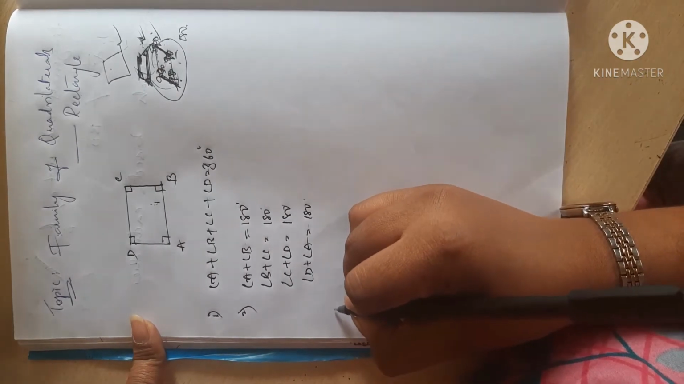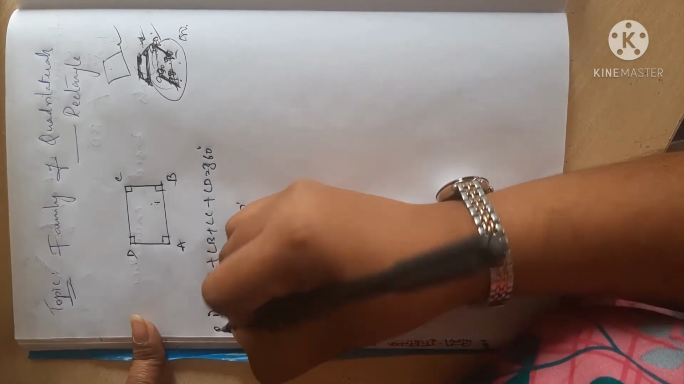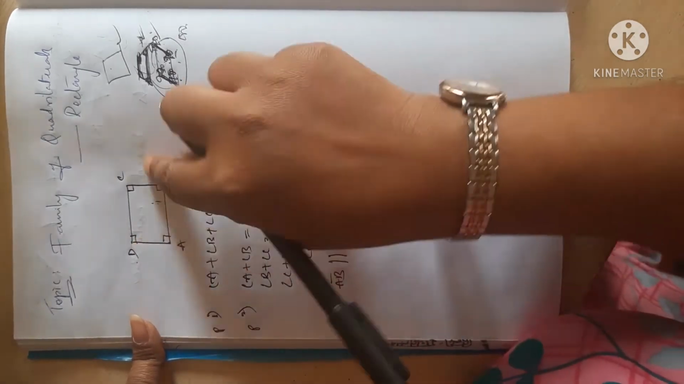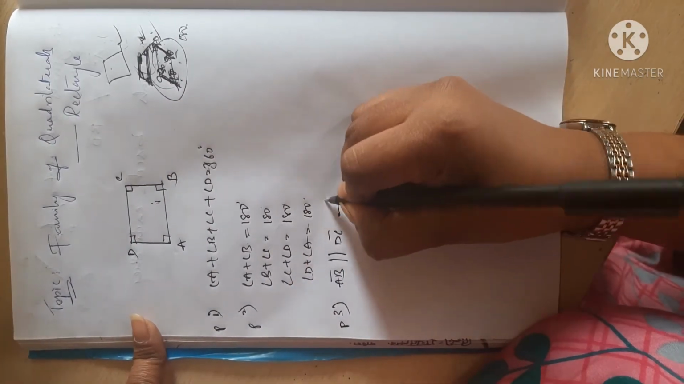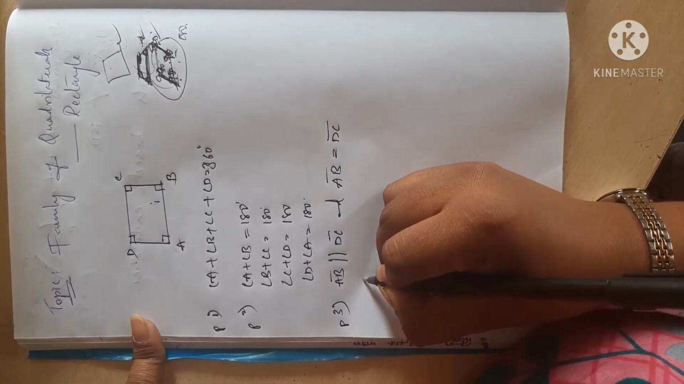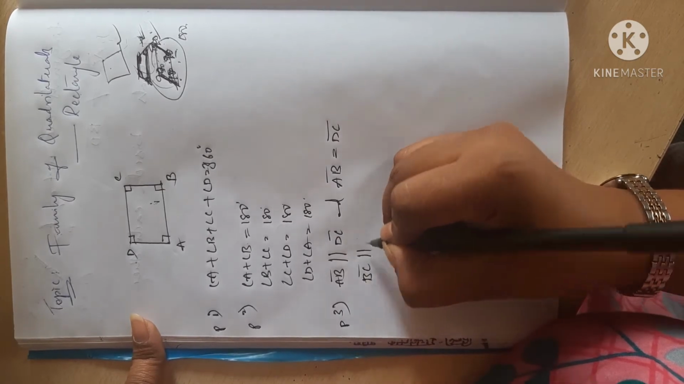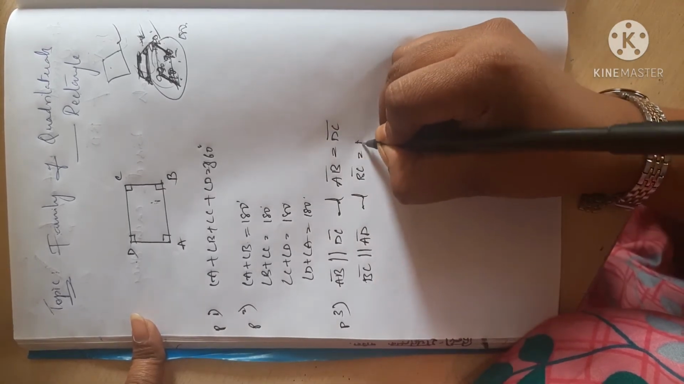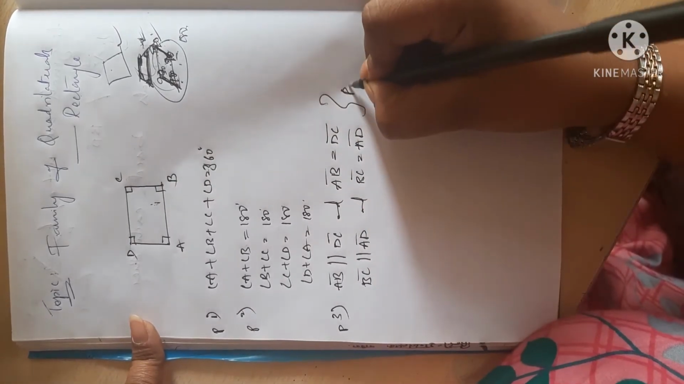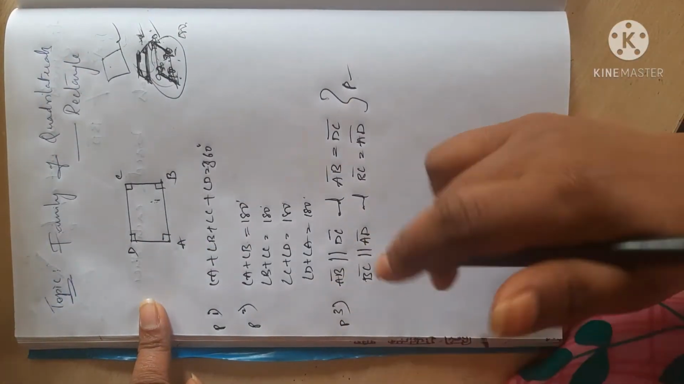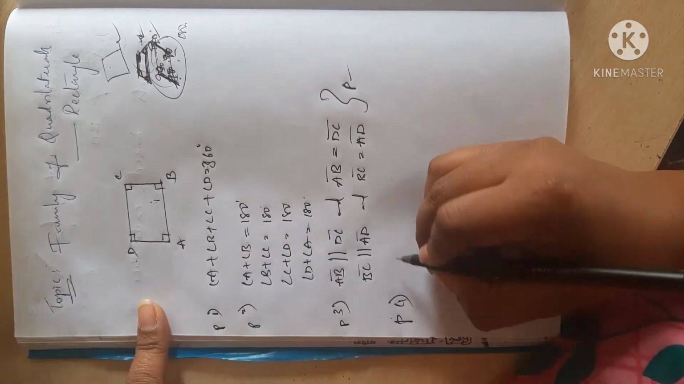The extra ones are these properties of a parallelogram. AB is parallel to DC and AB is equal to DC. Next, BC is parallel to AD and BC is equal to AD. These two a parallelogram also follows. The same thing is also followed by a rectangle. Now these three.